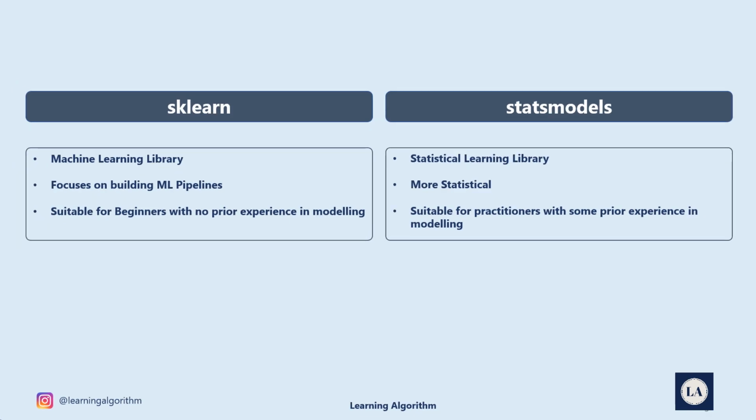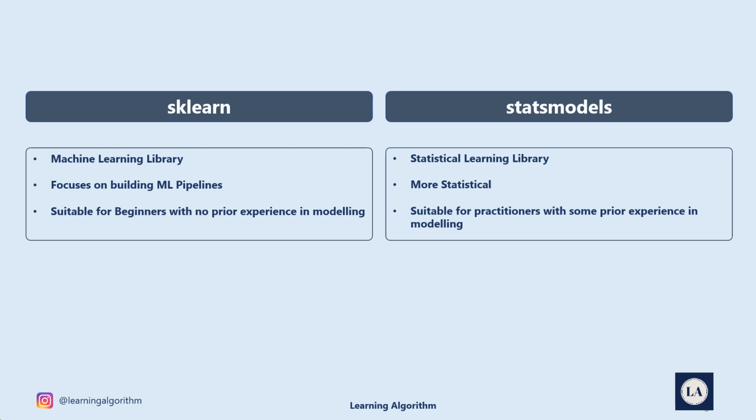So how do you choose which one of these libraries you should consider for building models? If you're building your first model, I would recommend going with scikit-learn as it has a much simpler interface and great documentation. On the other hand, I think Statsmodels is great if you have some prior modeling experience, but if you're just starting out, Statsmodels tools and reports may look a bit overwhelming.